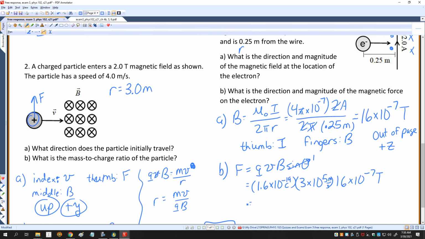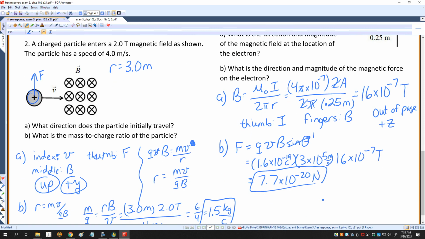So that gives me 7.7 times 10 to the minus 20 newtons. So that's the magnitude of that force. I also want to know the direction of the force.